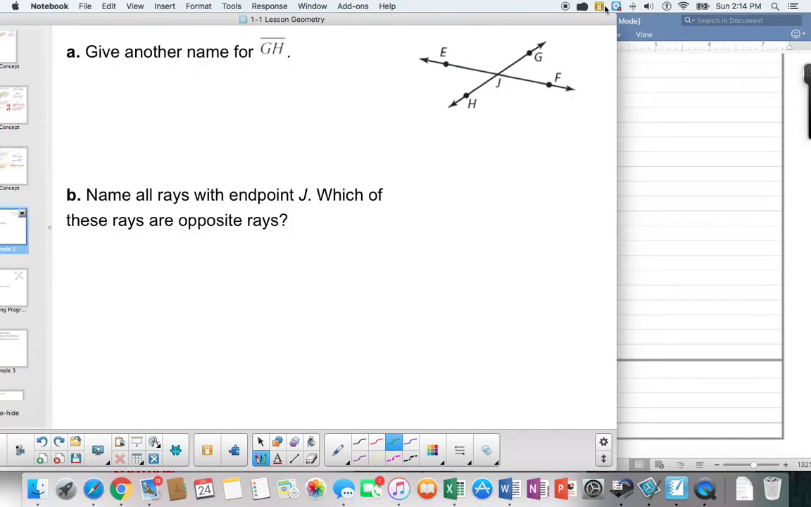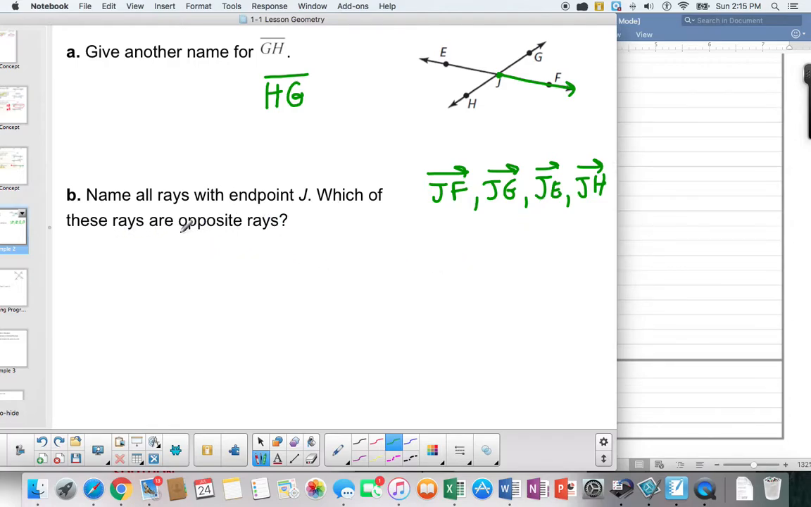All right, let's practice a little bit more. Name another name for segment GH. So just change the letter order, and we've named it again. Name all rays with endpoint J. So if you start here at J and then go in another direction, that'll be a ray. So this will be ray JF, and then I can say JG, JE, and JH. So those are the 4 rays that start with J.